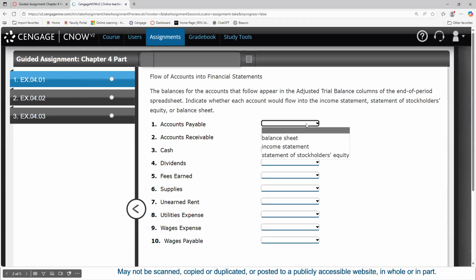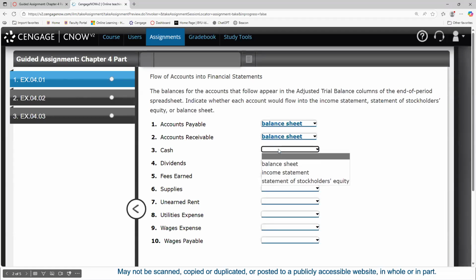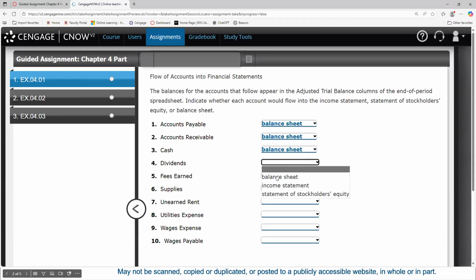Liability. And so where does that end up going? Nope. Balance sheet. Good guess though. Accounts receivable, what kind of account is it? Asset. And where do assets go? Balance sheet. Cash is an asset. Where do assets go? Balance sheet. Dividends, they're weird. They're their own kind of thing. They really only go to the statement of stockholders' equity, right?